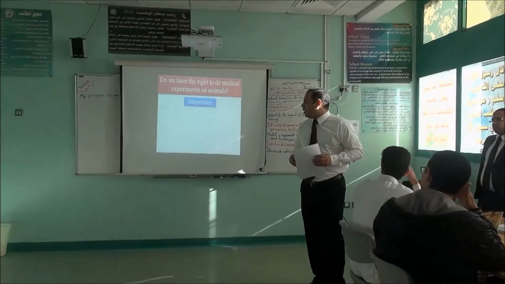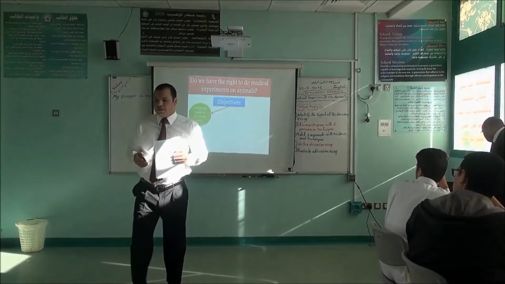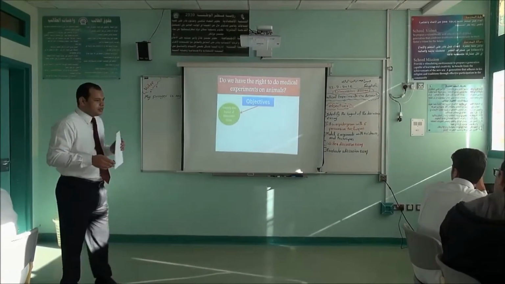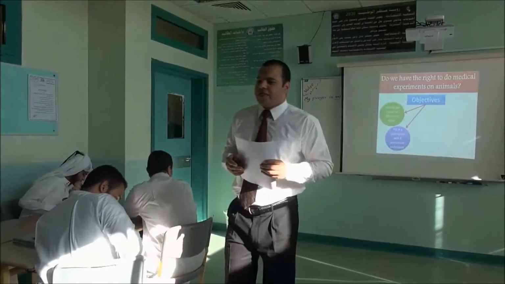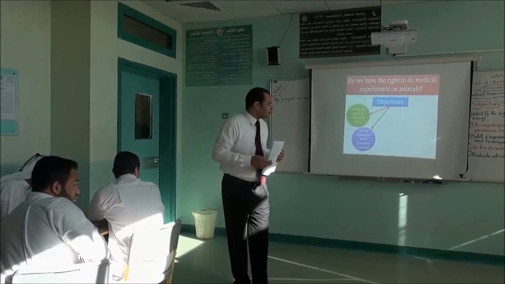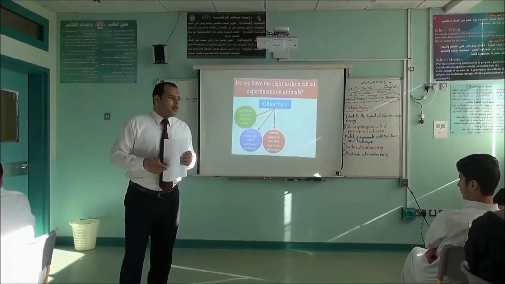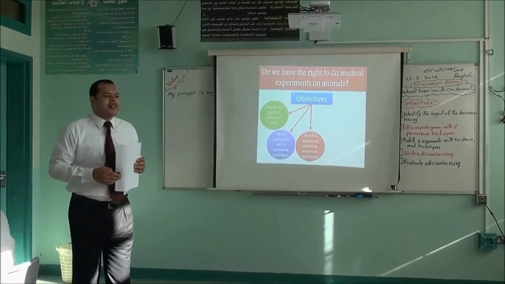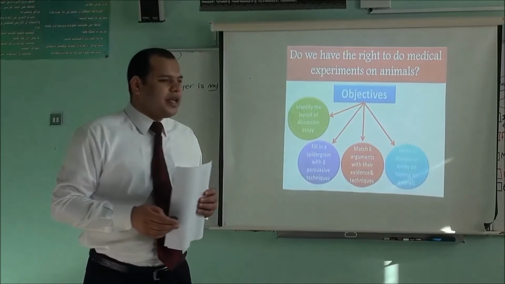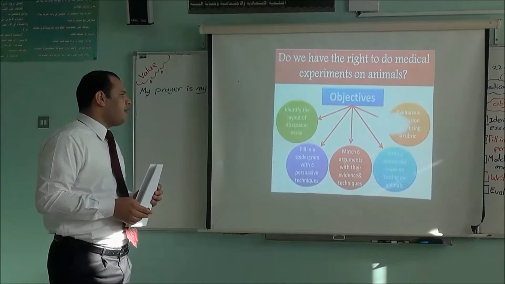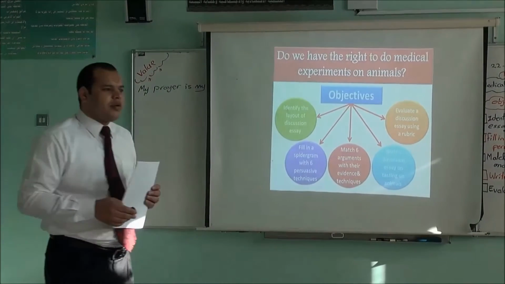Our objectives are: identifying the layout of a discussion essay, how to write a discussion essay, fill in a spidergram with persuasive techniques, match 6 arguments with their evidence and names of techniques, write a discussion essay on testing on animals, and finally, evaluate a discussion essay using a writing rubric.